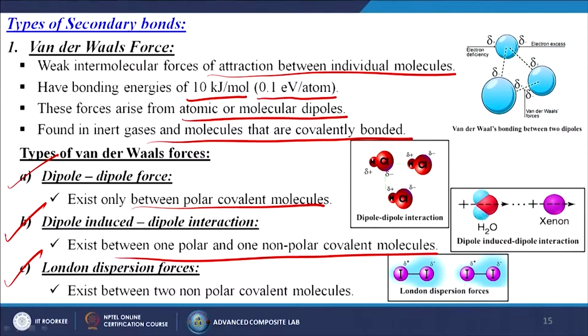So, this is the London dispersion example. In this particular case you can see two non-polar covalent molecules, and in between that is the dipole induced interaction example, and this is the dipole interaction.